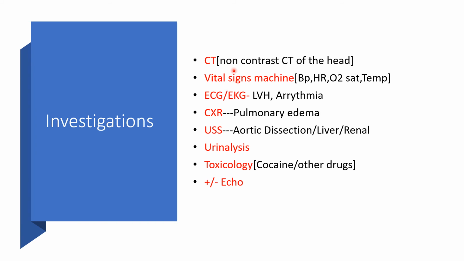CT with non-contrast, directed at the head to see what's going on. EKG to get what's happening with left ventricular hypertrophy or arrhythmia. Chest X-ray to pick pulmonary edema. Ultrasound for aortic dissection, liver pathology or renal pathology. Urinalysis quickly, toxicological screening. We want to pick cocaine there or other drugs, with or without echo.